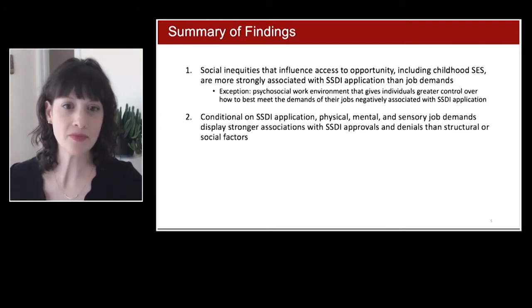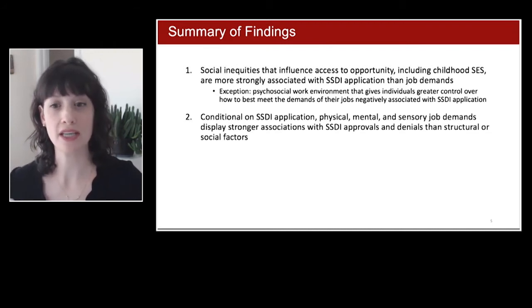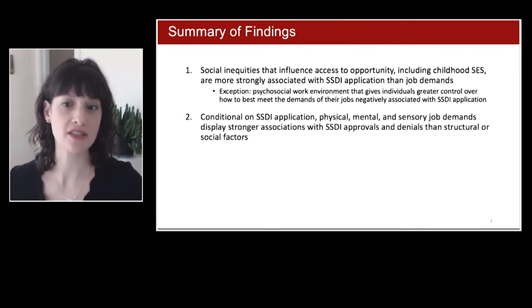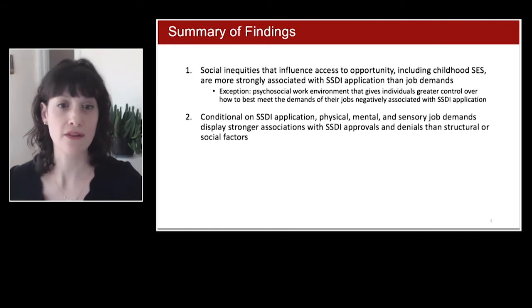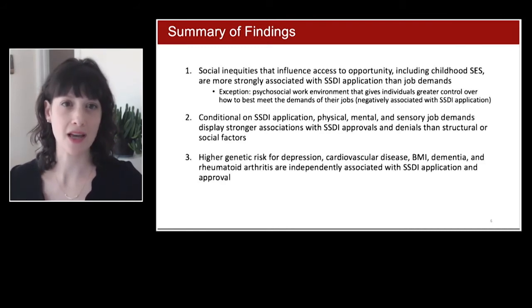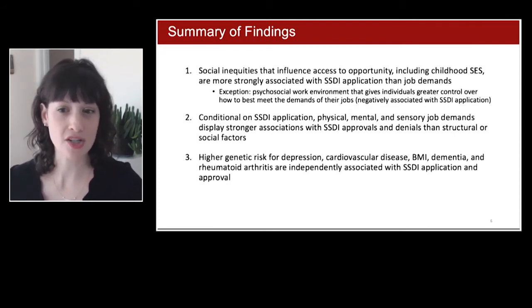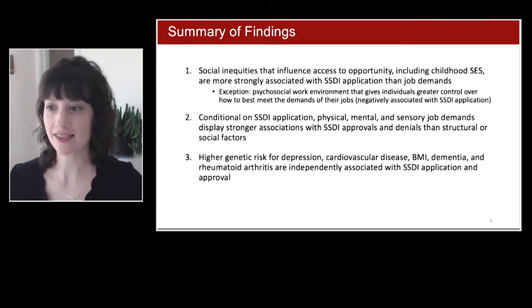Next slide. And then we find that conditional on SSDI application, it's actually physical, mental, and sensory job demands that display stronger associations with SSDI approvals and denials than do structural or social factors. So these job demands play a stronger role in DI determinations, excuse me. And finally, we find that higher genetic risk for depression, cardiovascular disease, BMI, dementia, and rheumatoid arthritis are independently associated with DI application and approval. Next slide.